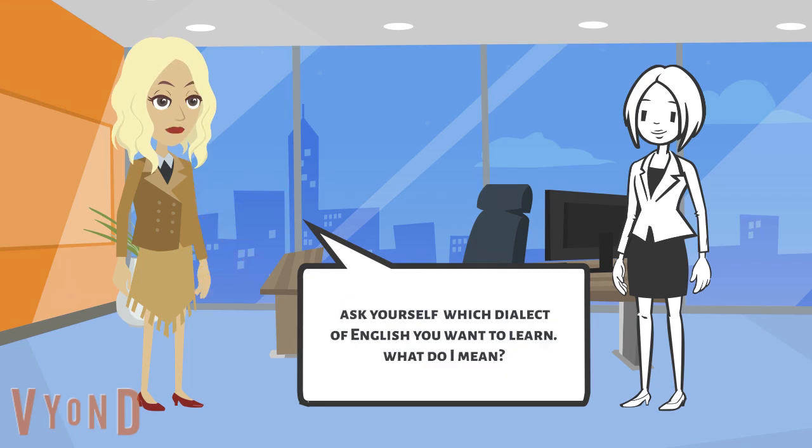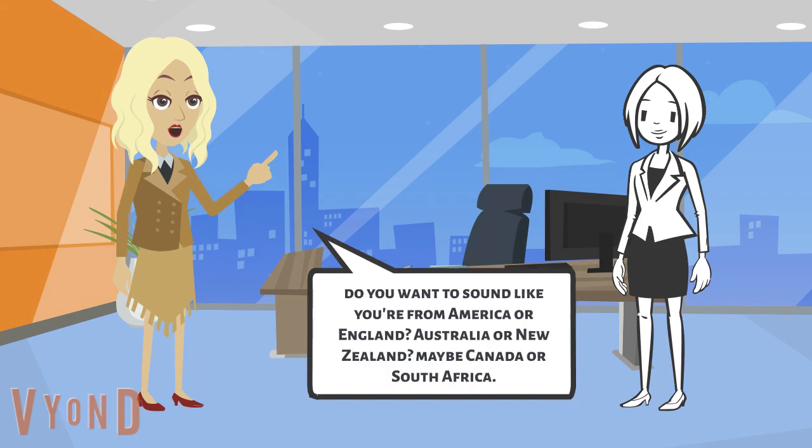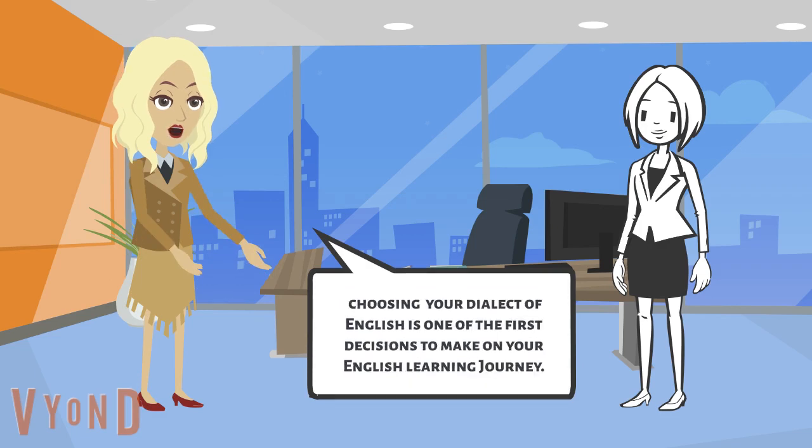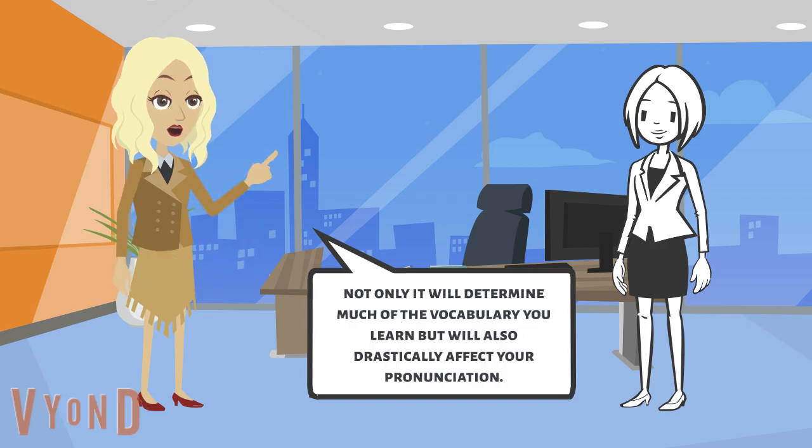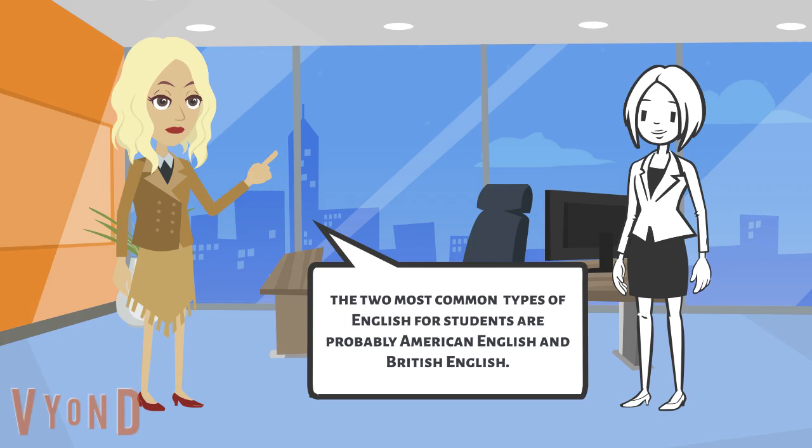Ask yourself which dialect of English you want to learn. What do I mean? Do you want to sound like you're from America or England? Australia or New Zealand? Maybe Canada or South Africa? Choosing your dialect of English is one of the first decisions to make on your English learning journey. Not only will it determine much of the vocabulary you learn, but it will also drastically affect your pronunciation. The two most common types of English for students are probably American English and British English.